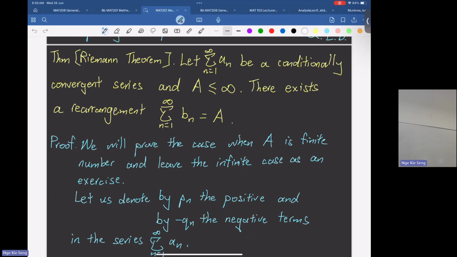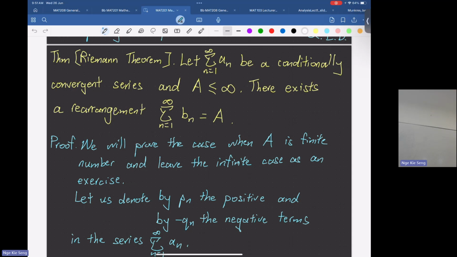So how do you imagine this? If it converges conditionally, what does it mean? There are positive and negative terms inside there. So you group the positive terms together, and you group the negative terms together. Let's say, for example, your A is positive. You take your positive terms and add until the first place you exceed A. And then you add negative terms until the first time you become less than A. And then you add positive terms until the first time you exceed A again. And then you add negative terms until you become less than A again. So you oscillate around this number. You can always do this because the series is conditionally convergent.